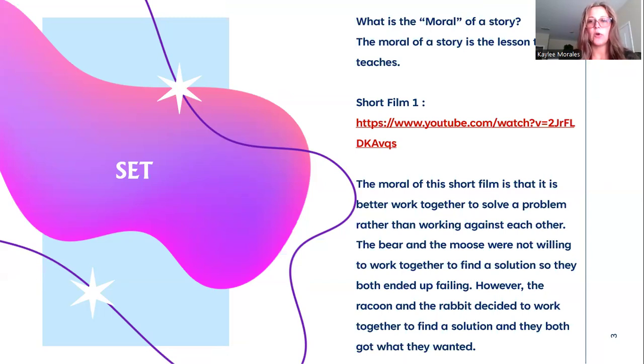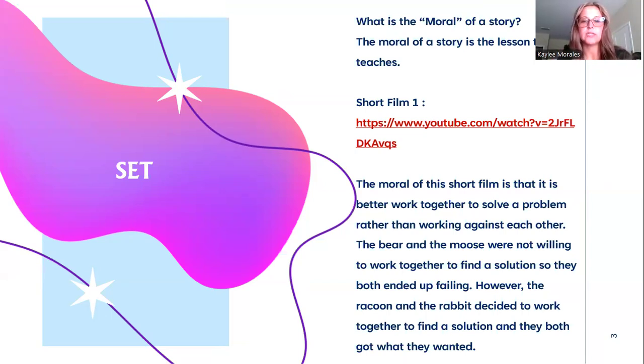And before we watch it, I'm going to go ahead and tell you what the moral is because I want you to be able to watch and understand where that's coming from. So the moral of this short film is that it's better to work together to solve a problem than working against each other. Teamwork always wins in the end.